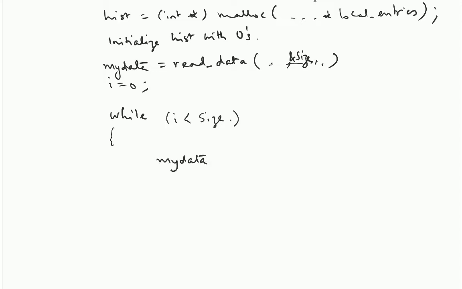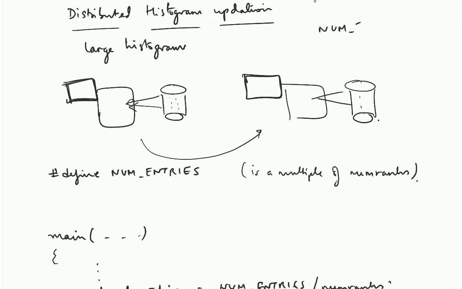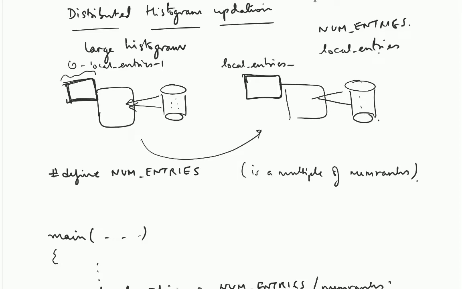How do I figure out where this data is supposed to reside? We haven't spoken about that, so let's speak about that a little bit. The total entries is num entries, and each processor has local entries number of entries, and local entries multiplied by the number of ranks is equal to num entries. One simple way is to allocate the first set of local entries to processor 0. So this is 0 to local entries minus 1, these are the exact indices, these go to processor 0, then local entries up to 2 times local entries minus 1, these go to processor 1 and so on. So sequentially I just distribute this.